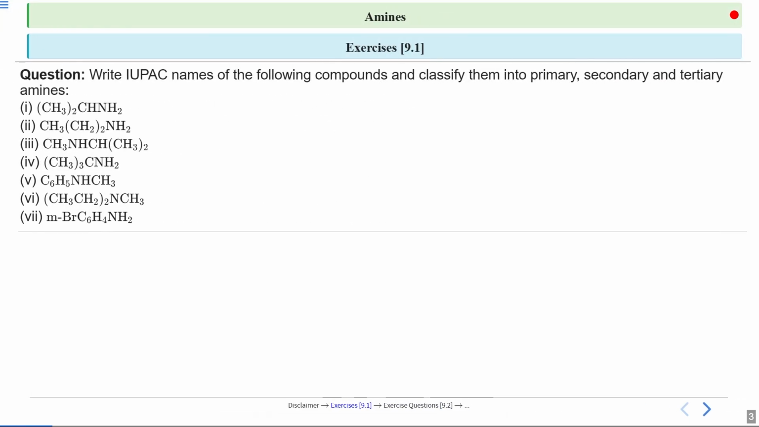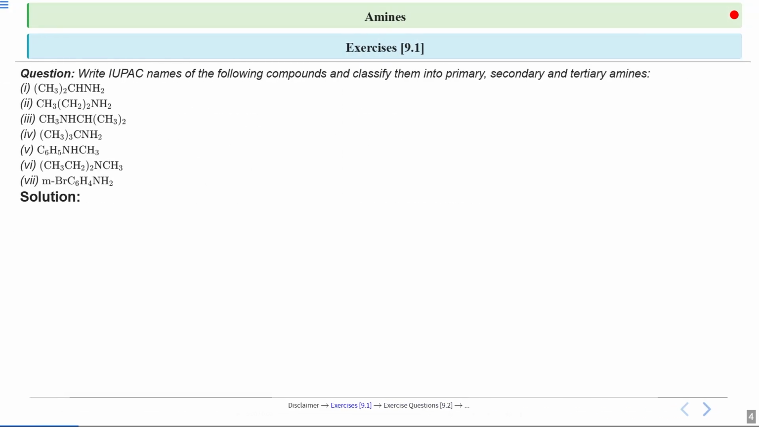Okay, let's start with the first question, which is exercise 9.1. You have to write IUPAC names of the following compounds and classify them into primary, secondary and tertiary amines. So you have to tell two things: IUPAC names and their classification. Let's begin with the IUPAC nomenclature. First, we will see the set of rules that we follow for writing the name.